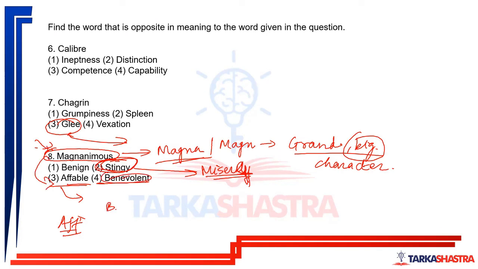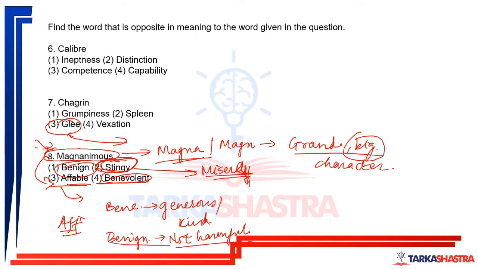Benevolent is someone who's generous. Bene is good. So benevolent is someone who's generous or kind. So again, in sense, even if not in direct meaning, it is positive and it is similar to magnanimous. Benign is a neutral word. Benign is what? Not harmful. In that context, it might seem good, but benign basically means not harmful, but may not be particularly good also. So not harmful or harmless.